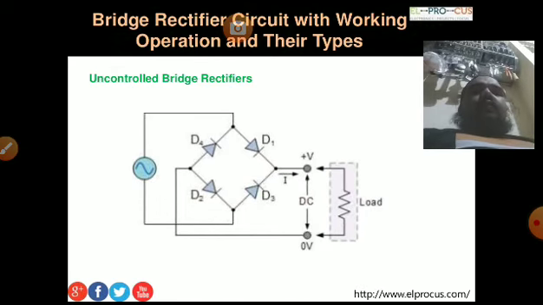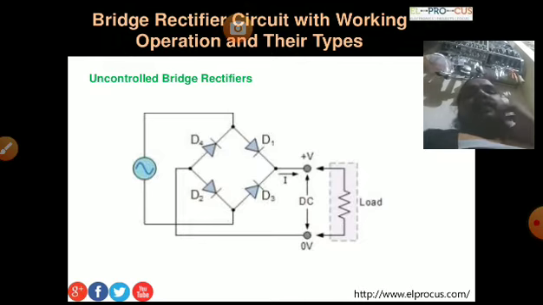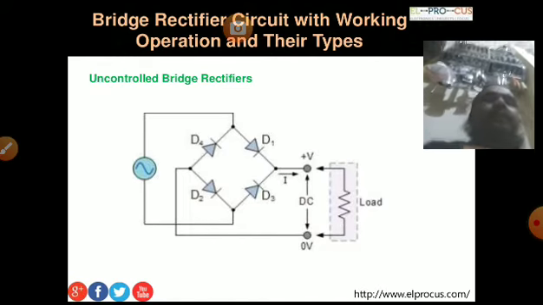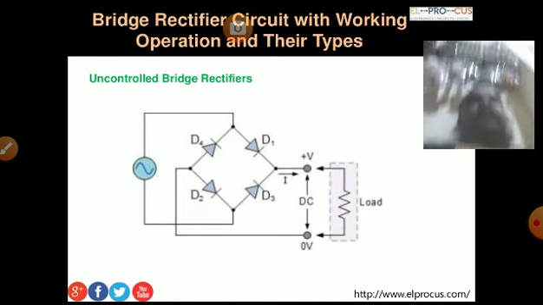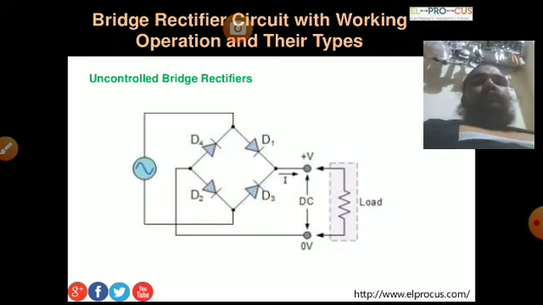They use normal PN junction diodes. Diode 1 plus is connected to diode 3, diode 3 minus is connected to diode 2 plus, diode 2 minus is connected to diode 4 minus, and diode 4 plus is connected to diode 1 minus. This is how the bridge rectifier is connected.